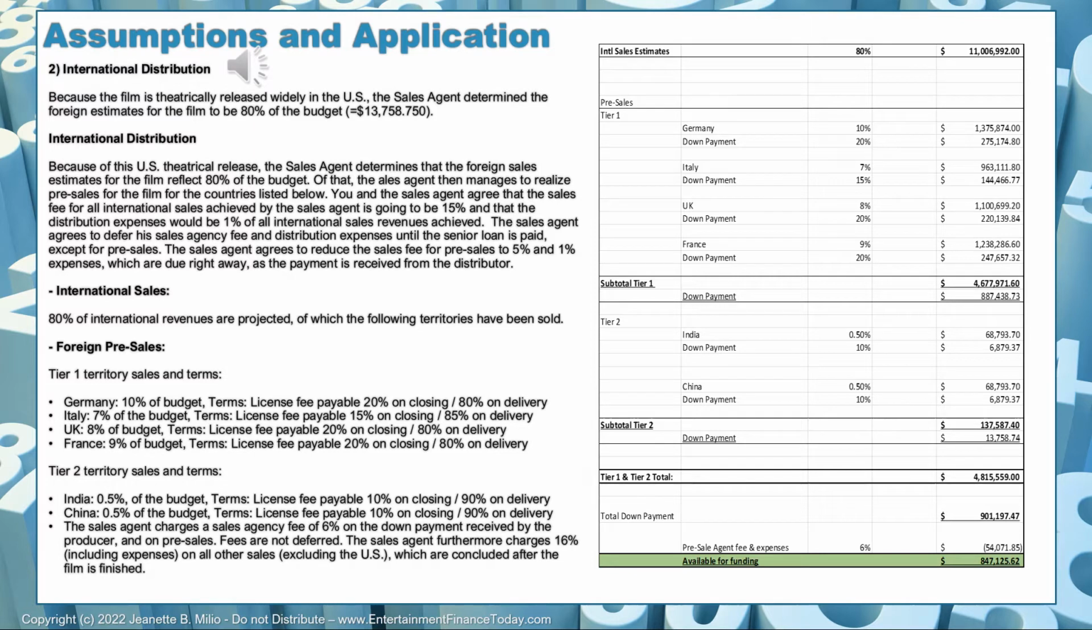4,815,559. So the total down payment due to us at this point would be 901,197.47, but the sales agent is charging us 6% on this because they did the job in making the pre-sales happen, and they want to be paid when we receive the down payment.